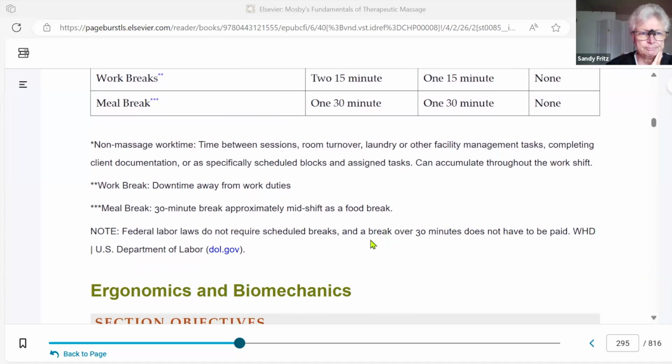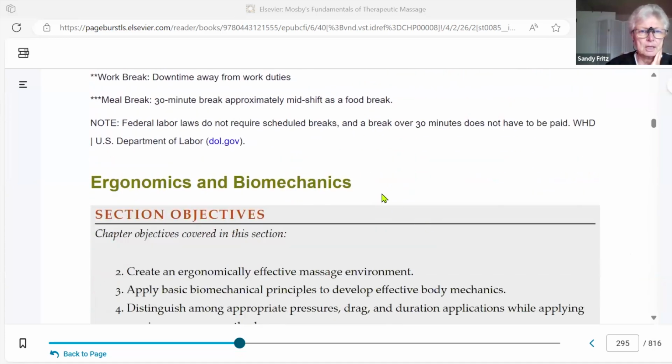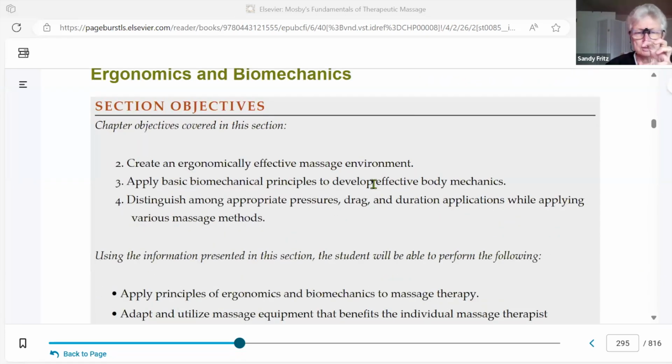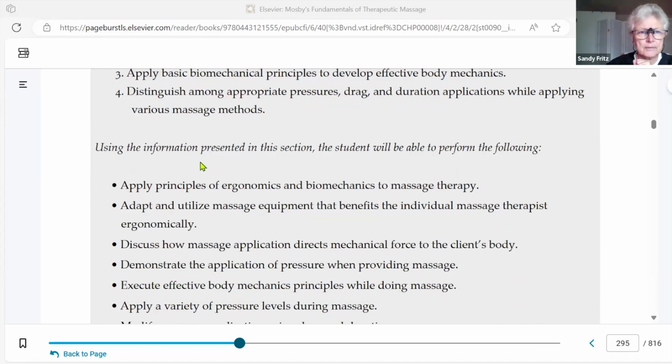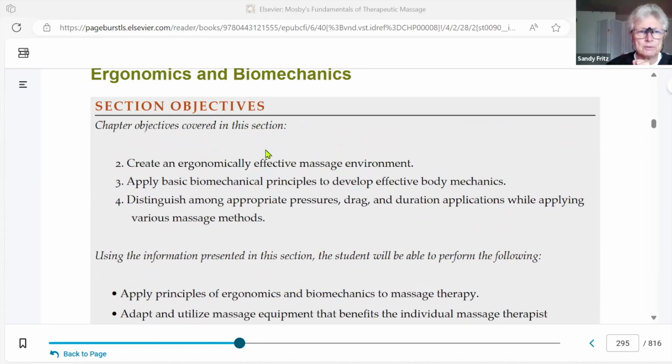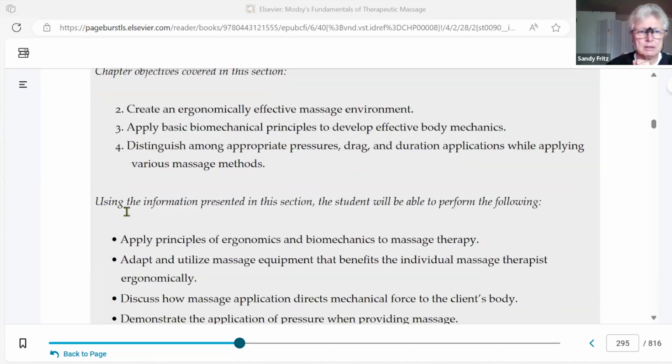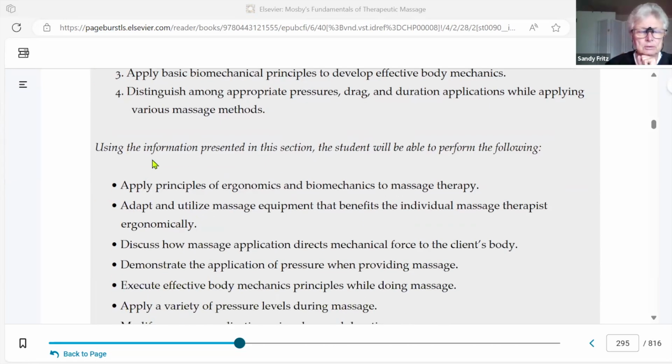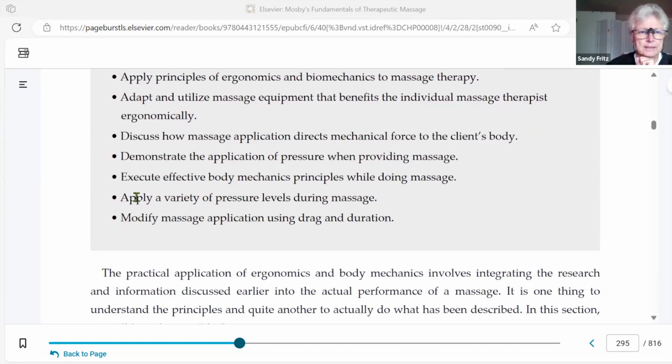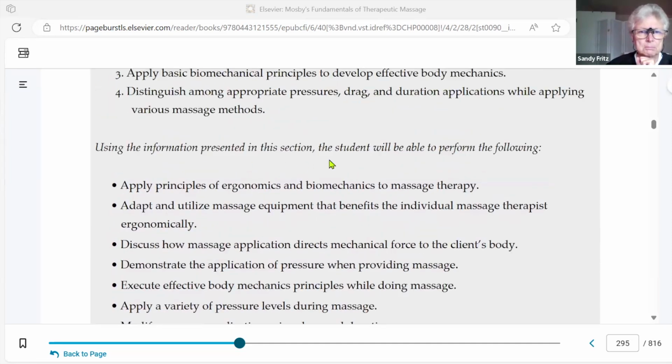Okay, let's get down into the real meat of the issue here. You know what these section objectives are, and you know the importance of these bullet points on how we're going to narrow down into the content.